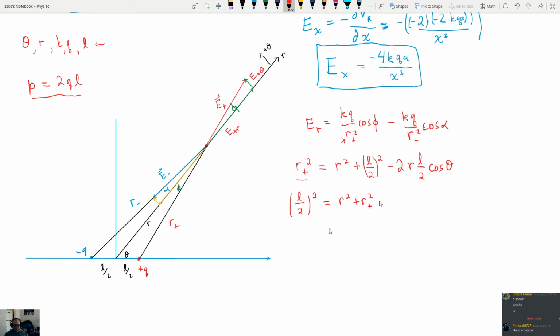And then minus 2r plus cosine of phi. So that gives you cosine phi right there, right? Because you can solve for this piece. You can plug it in here.